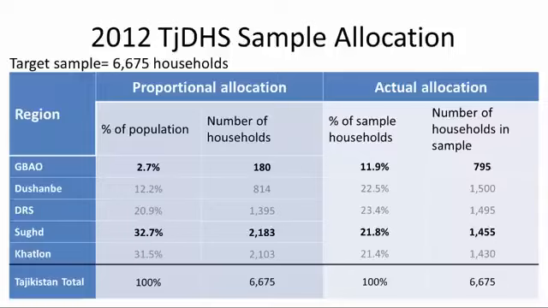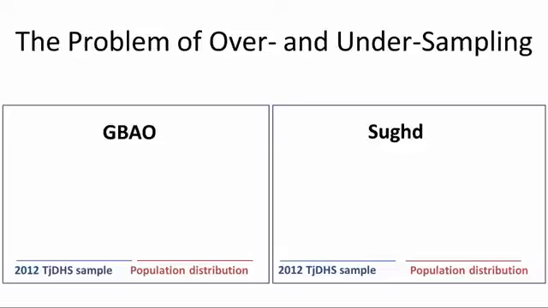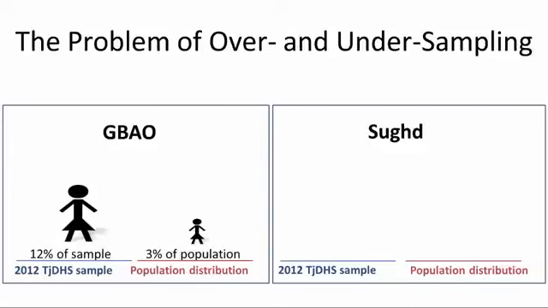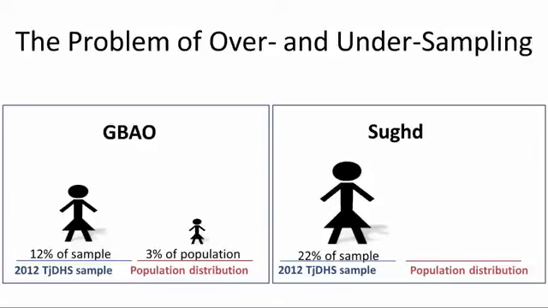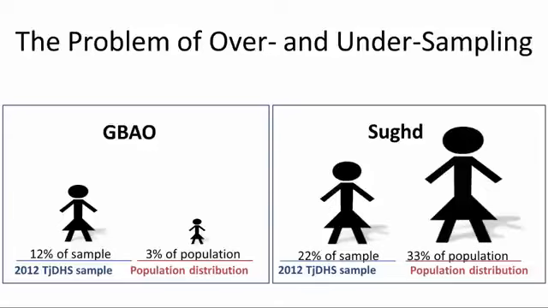This might be better clarified with an example. Remember, because of oversampling, women in Gabao now make up 12% of the sample, instead of their 3% of the population. And women in Sugd now make up 22% of the sample, instead of their 33% of the population. So you can see this is a problem, because women in Gabao are contributing too much to the national total, while women in Sugd are contributing too little.